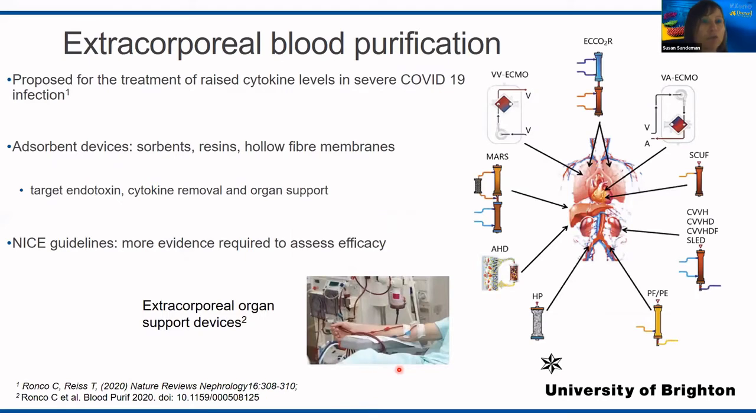When we talk about extracorporeal blood purification to treat this type of infection, literature is currently present proposing extracorporeal systems for the treatment of raised cytokine levels in severe COVID-19 infection. These are a range of adsorbent devices, and there's literature from Ronco et al. talking about different systems, adsorbents, resins, hollow fiber membranes, which target these toxins, endotoxins and cytokines, and also offer organ support. Currently, NICE guidelines suggest more evidence is required to assess efficacy. Here you can see the range of different organs supported by these types of systems, suggested potentially for treatment of this subset of patients who go into cytokine storm.